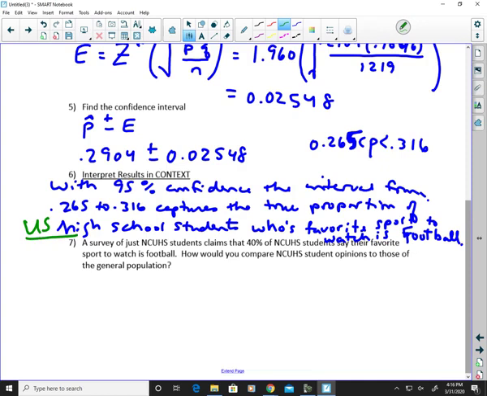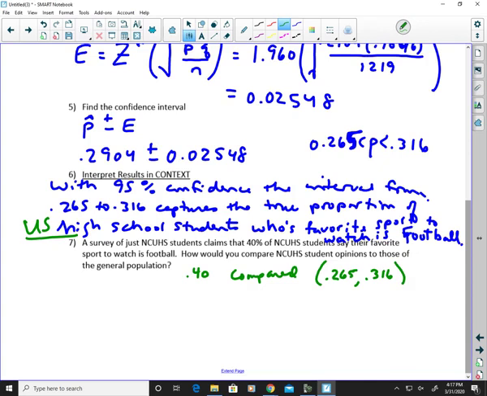So then I go and do a survey at North Country, and I see that at North Country, we get 40% of North Country students say that their favorite sport to watch is football. So what do we think about that 0.40 compared to the window? And this time I'll write it in that way that looks like a coordinate, but it's not. It's a confidence interval. What do you think when you compare these two things together?